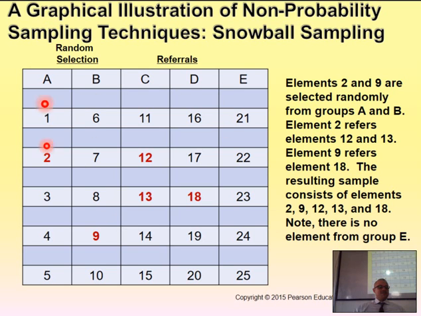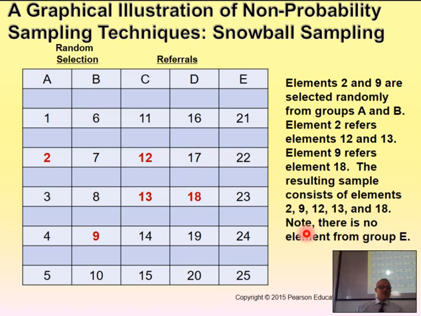Now this is an example here. This is an illustration of snowball sampling. Elements 2 and 9 are selected randomly from the groups A and B. Element 2 referred 12 and 13. Element 9 referred 18. The resulting sample will consist of these people.